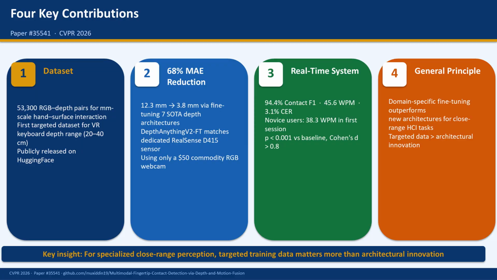For key contributions, first, 53,300 RGB depth pairs, publicly released, the first close-range VR keyboard dataset. Second, 68% MAE reduction via domain-specific fine-tuning, enabling a standard RGB camera to match dedicated depth hardware performance. Third, 94.4% F1, 45.6 words per minute, 3.1% character error rate, outperforming all commercial VR platforms tested. Fourth, a general principle. For close-range HCI perception, targeted training data matters more than architectural innovation.